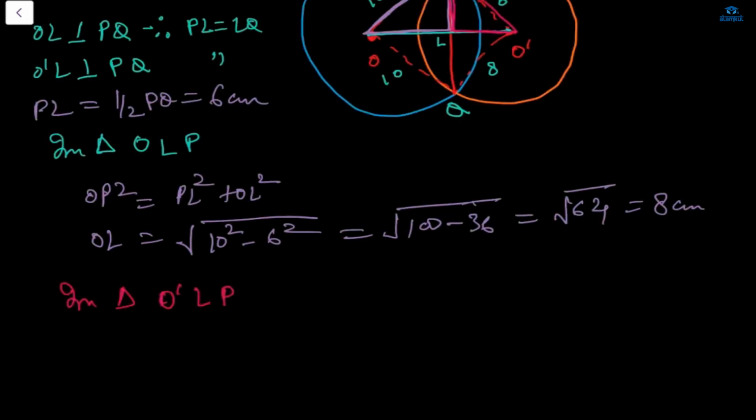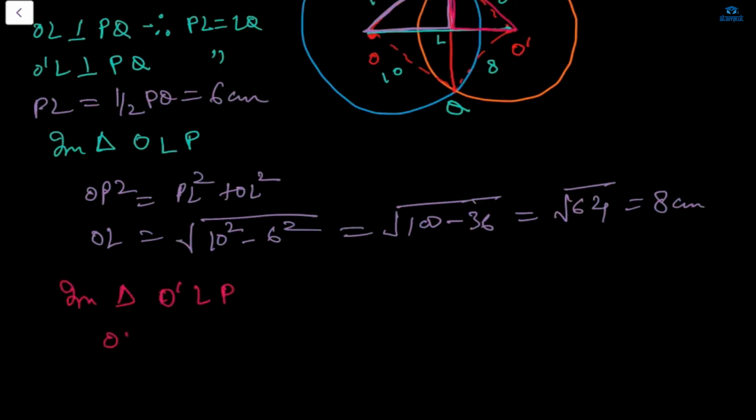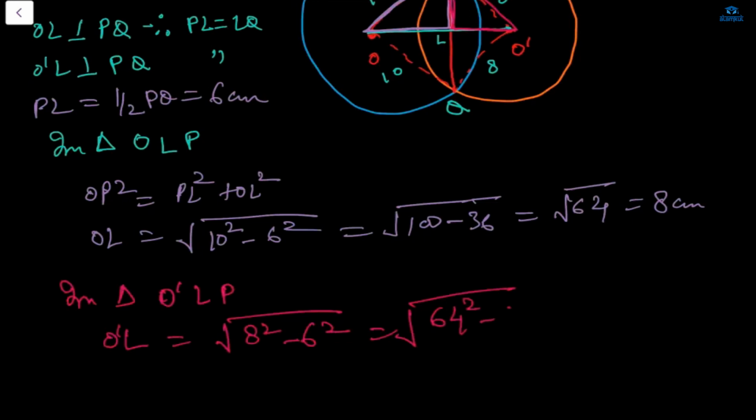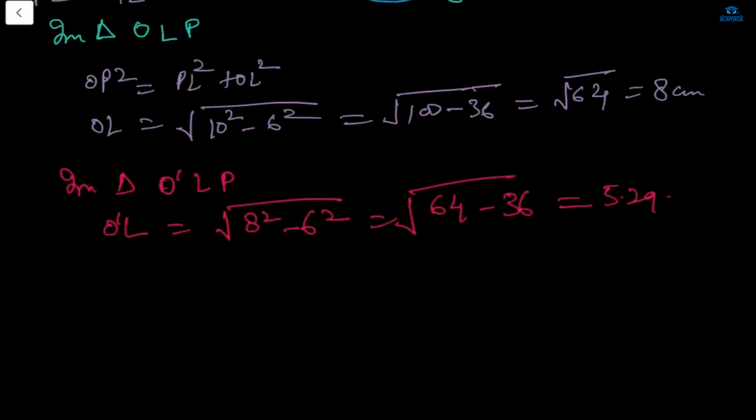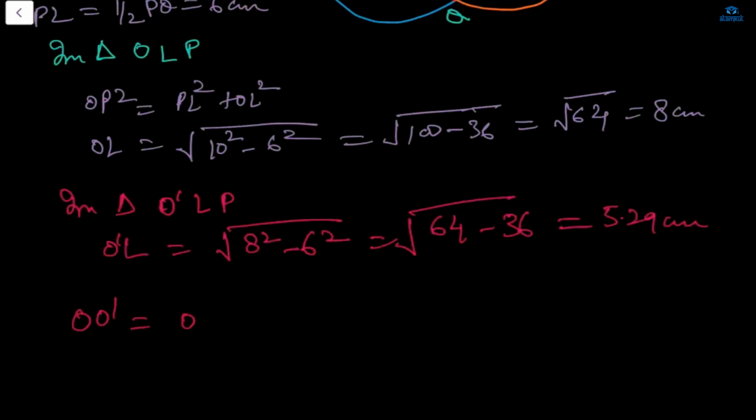In O'LP, the same thing you will be following. So O'L will be equal to, this time, 8 square minus 6 square, which will be 64 minus 36. 36, not 64, so it will be 6 square. Which will be equal to, I think the answer will be 5.29 centimeter. OO' will be equal to OL plus O'L, which will be equal to 8 plus 5.29, 13.29 centimeter.